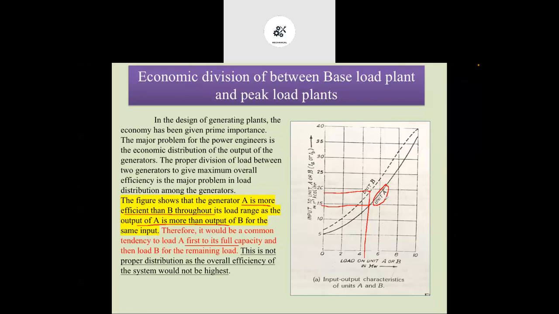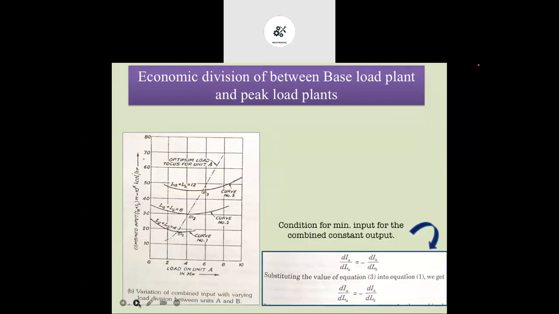Even if we give the majority of the load to unit A, it doesn't give you the maximum overall efficiency. So distributing the load based only on efficiency is not sufficient. We have to consider the overall efficiency.